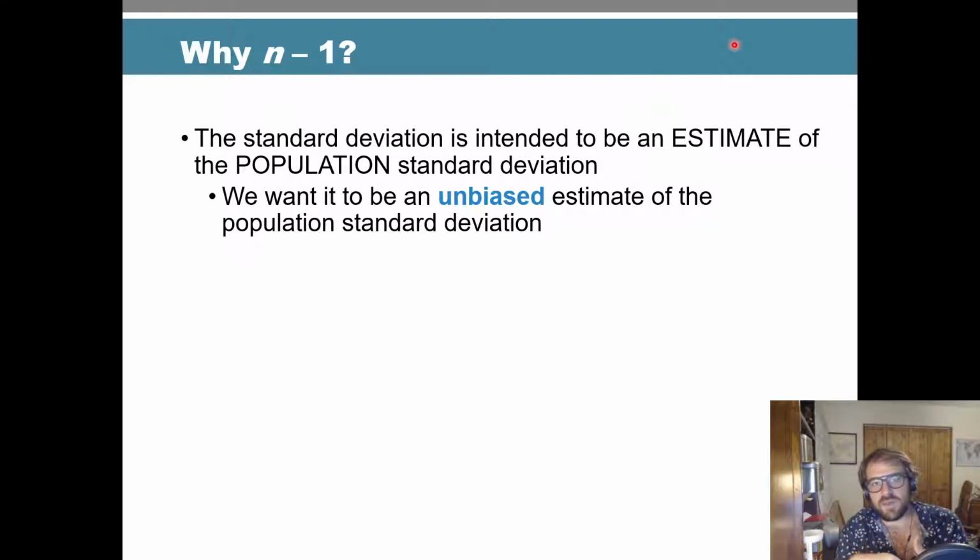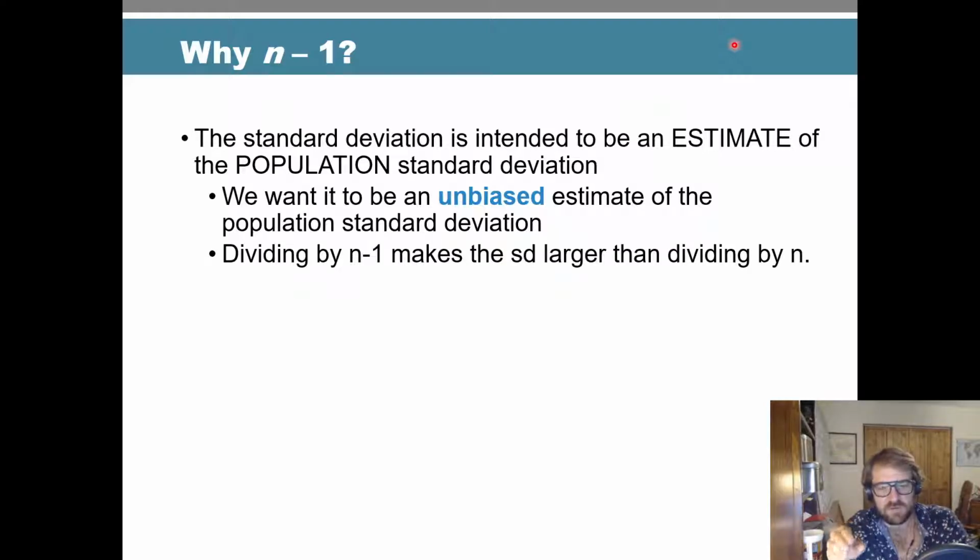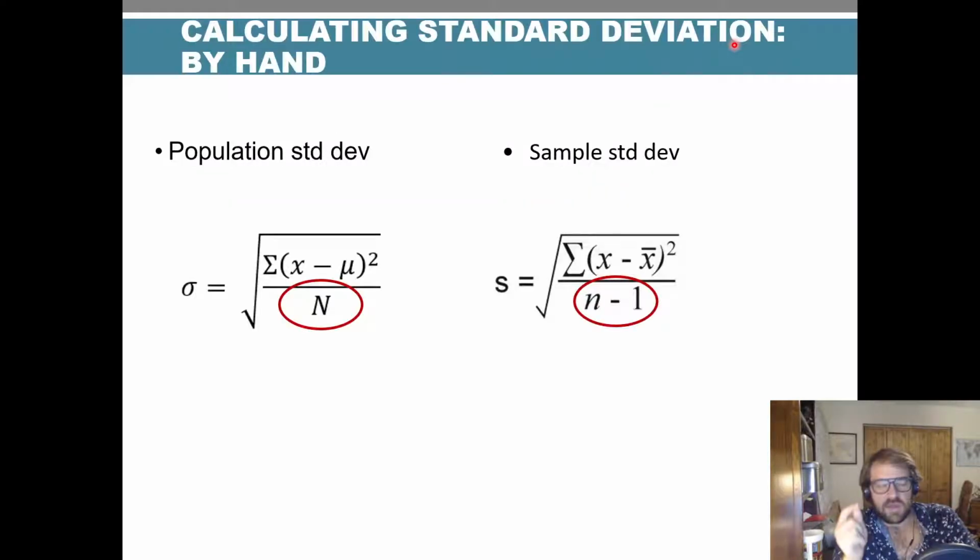We want something that has a large enough effect that even if we overestimate, we can still see that there's a significant difference between these distributions. Okay, so we want an unbiased estimate of the population standard deviation. Dividing by n minus 1 is going to lead to a larger standard deviation than dividing by n. Now, hopefully that makes sense. Let's go back and think about this.